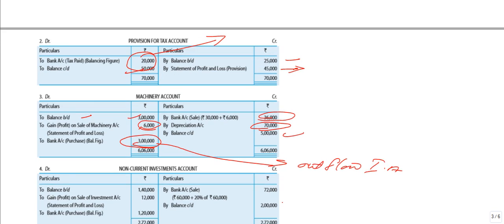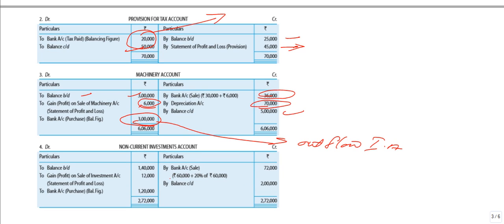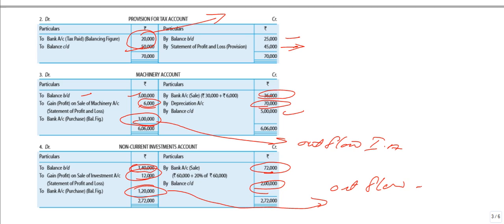Next, come to the non-current investment. Non-current investment is also an asset, so it has the debit balance, and the closing balance is the credit balance here. The sales we calculated is 72,000. The gain we write here is 12,000. And the balancing figure is 1,20,000. This 1,20,000 is the non-current investment purchased this year. It is also an outflow of cash, under investing activity.